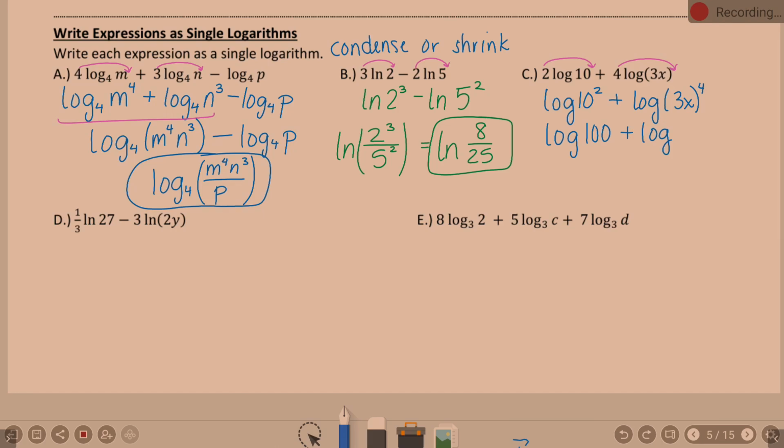Now, this is the reason I want to clean up before we go. 3x, and then we're raising this to the fourth. Now we're trying to condense here. Is it 81x to the 4th? Yeah. My point is this 4 goes on the x, but it also goes on the 3 that's in the log. So this is going to be log of 81x to the fourth.